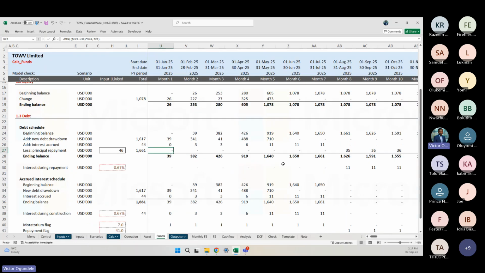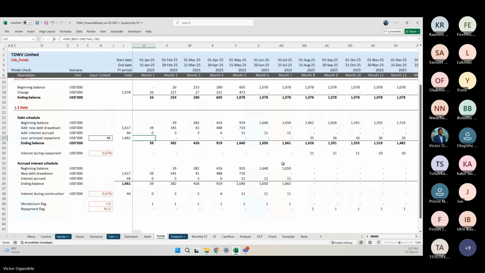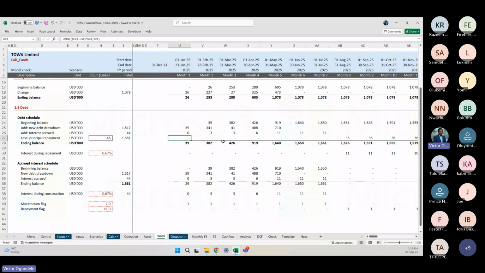Okay. So now with this, by the time we link it to our balance sheet, it will not balance. And do you know why? It's because we have this accrued interest.